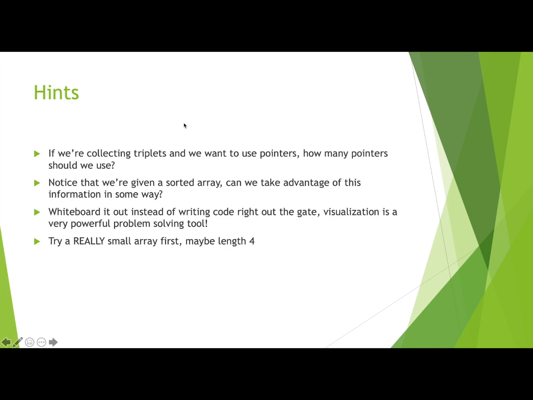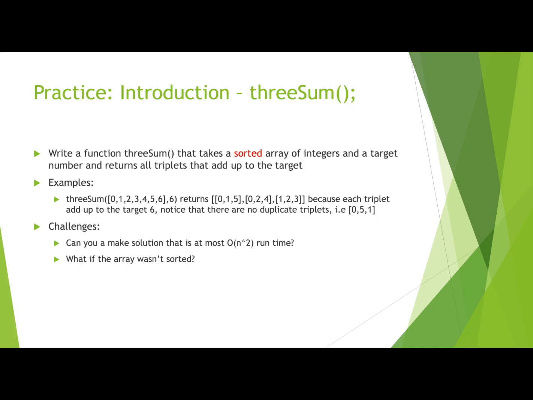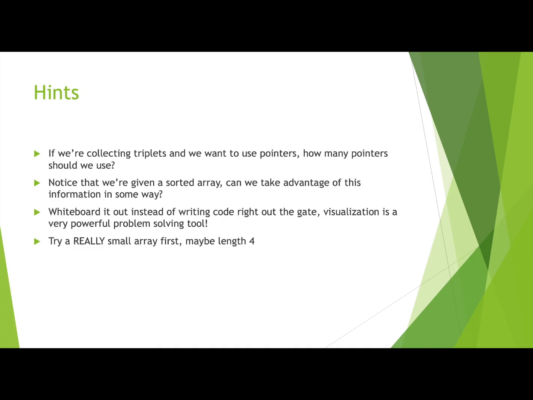So basically, if we're collecting triplets and we want to use pointers, how many pointers should we use, right? I'm not going to take any answers, so I know some of you want to tell me, but I'm not going to take any answers for the sake of you thinking this out on your own. Next, notice that we specifically say we're given a sorted array. When an interviewer gives you some piece of information, you have to think about why they gave you this information. Why is it important to my final solution? So think about that as well.